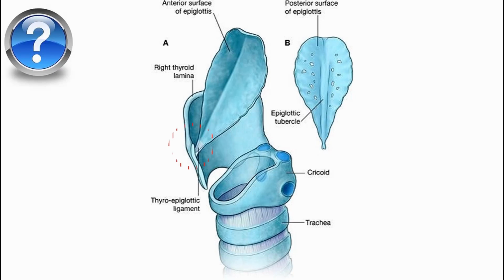Now, this is a view of the larynx, and if you look inside this circle, you can see the point of attachment of the epiglottis to the thyroid cartilage. Question: where is the attachment of the epiglottis? Answer: the inferior pointed part will be attached to the inner surface of the midline of the thyroid cartilage.